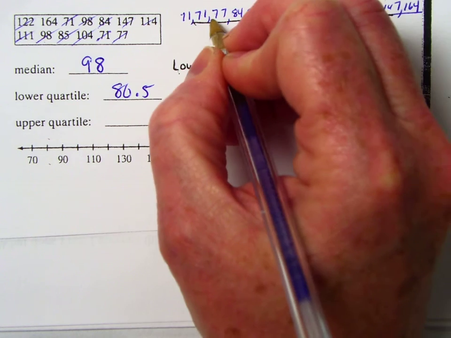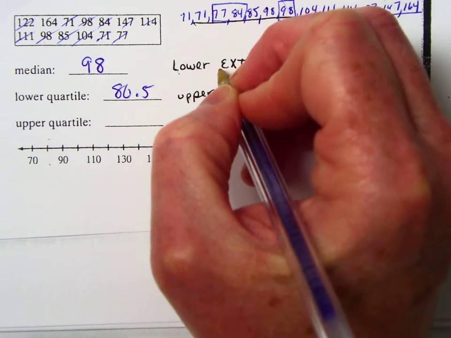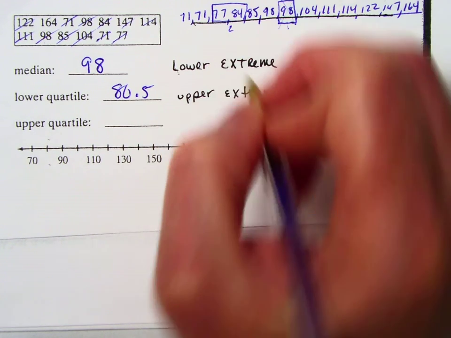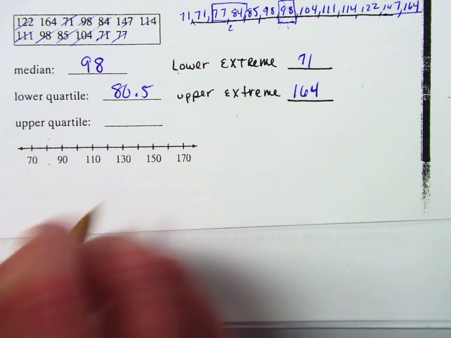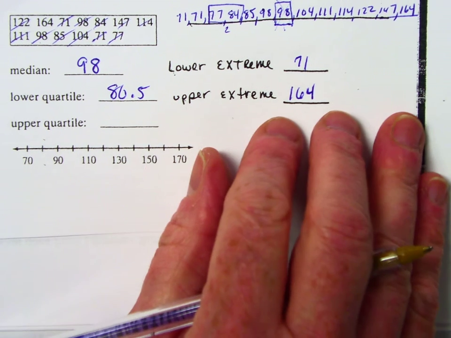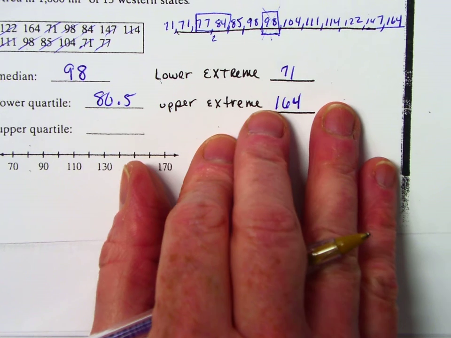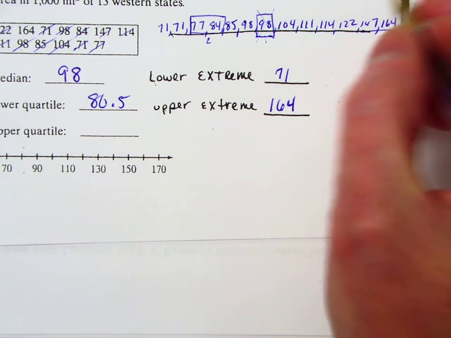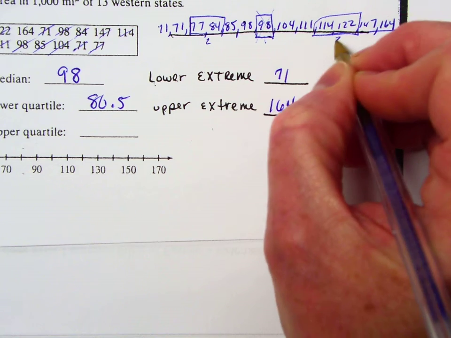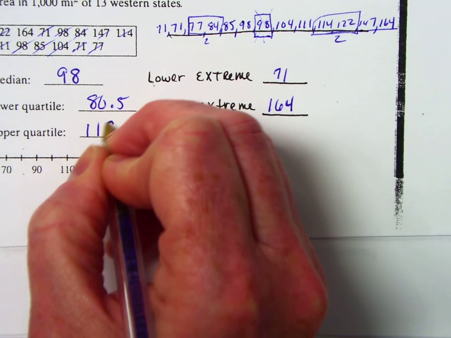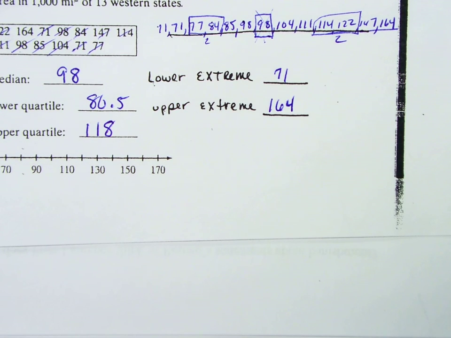Okay, so what he did was take these two values, add them together, and divide by 2, and you get 80.5. We'll have to probably do that again on the upper quartile as well. So we have the 114 and the 122 added together and divided by 2. 118? Okay, sweet. I now have everything I need to actually build the box and the whisker at this point.